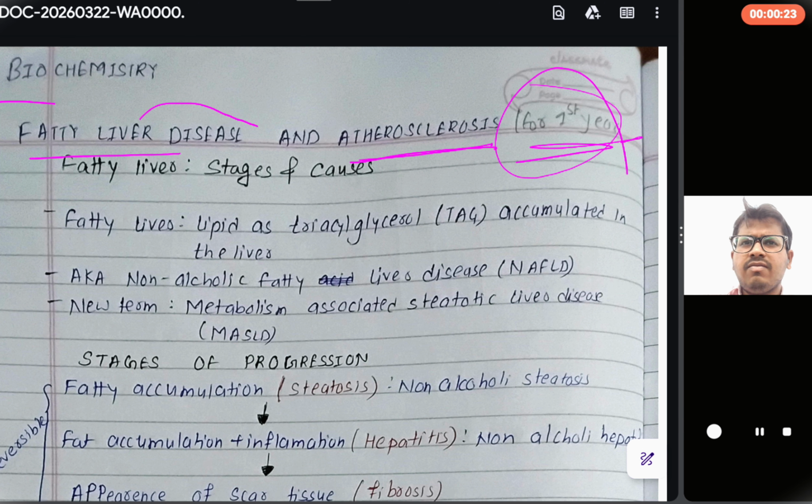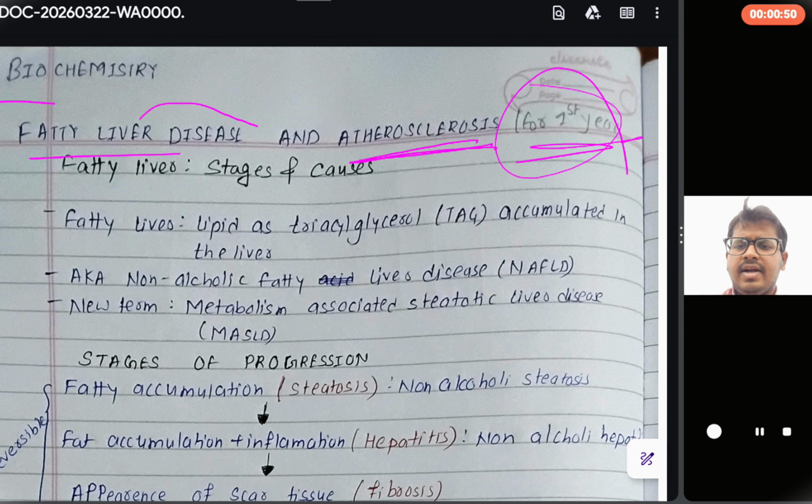First of all, you must understand what is the fatty liver. Fatty liver is accumulation of fat in the liver, and atherosclerosis, what is atherosclerosis? Atherosclerosis is in the blood vessels. There is accumulation of that fatty layer, fatty things. So how the fatty liver comes, what are the stages, what are the causes, how fatty liver is caused, in this we have to know.